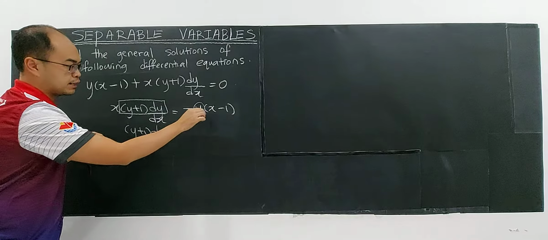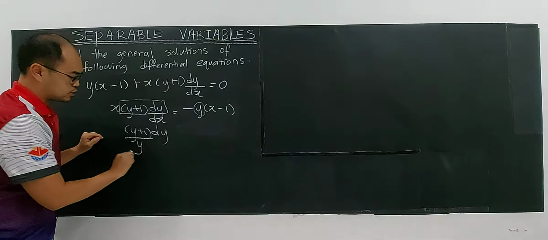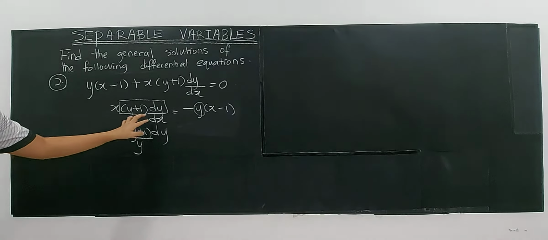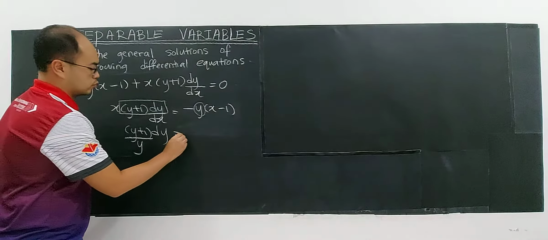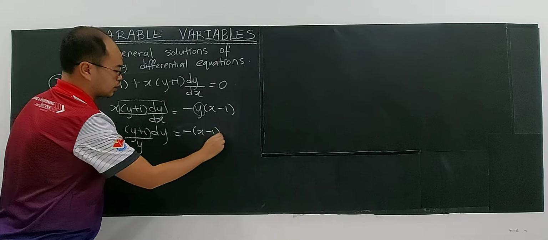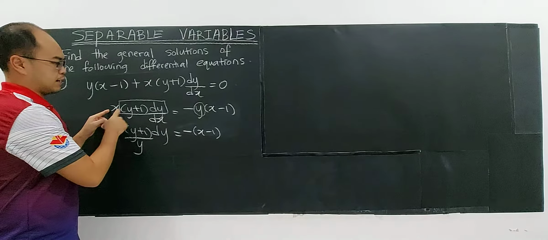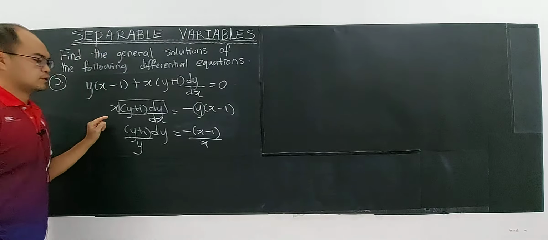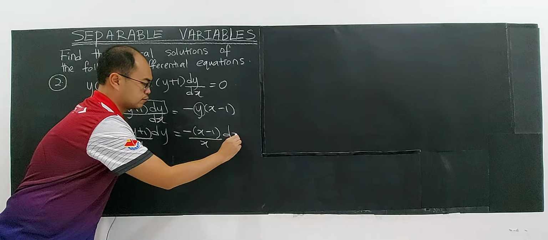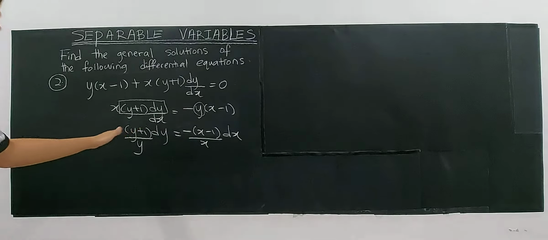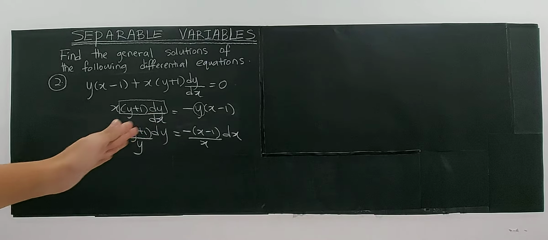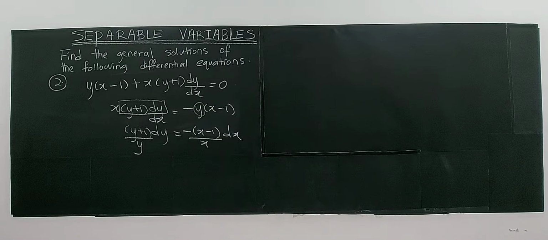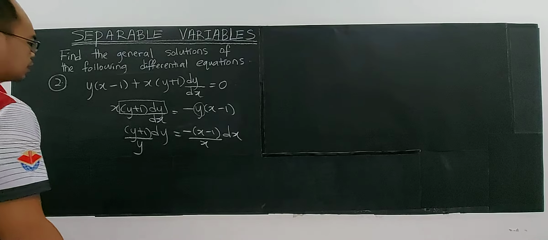And this y has to move here, so you get (y + 1) over y dy. As for the x, we have negative (x - 1), and we divide by x, and dx moves here. Can you see that we have already separated it into 2 parts, left hand side and right hand side, where the left hand side is all in terms of y and the right hand side is in terms of x? We have applied the technique of separable variables.